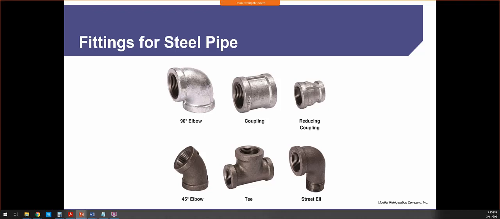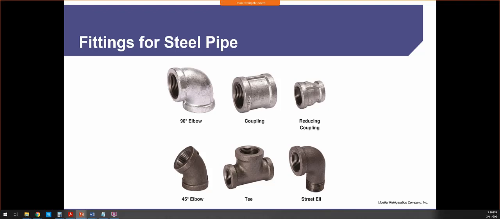Coupling, all right, we're going to use to join two pieces of pipe together. We've got a reducing coupling. We're going to have one size that's larger than the other. And so if I want to go from like a 3/4 to a 1/2 inch, I would use this type of fitting. I have a 45. They call it an elbow. Usually it goes by a 45.